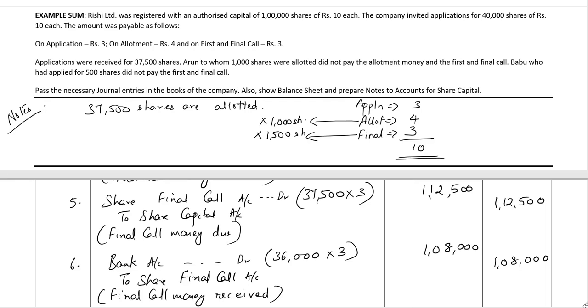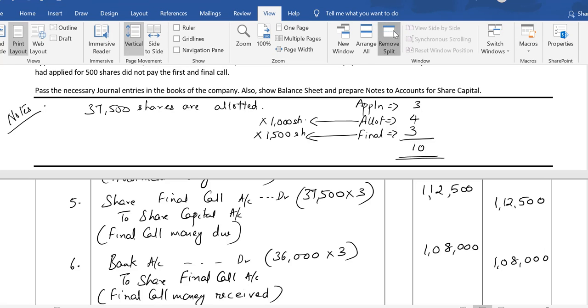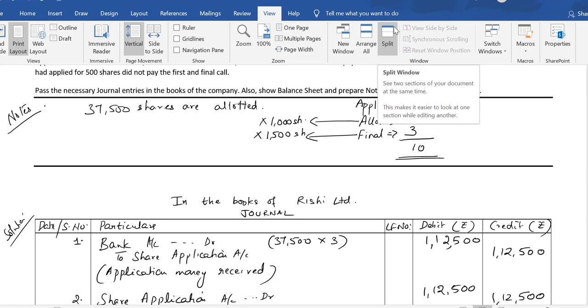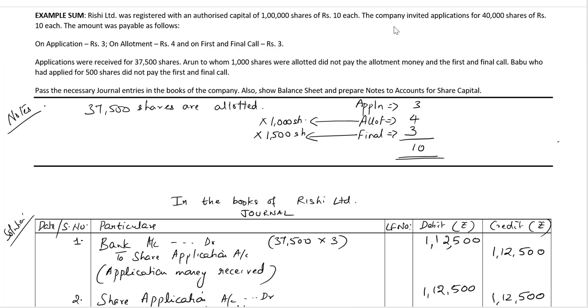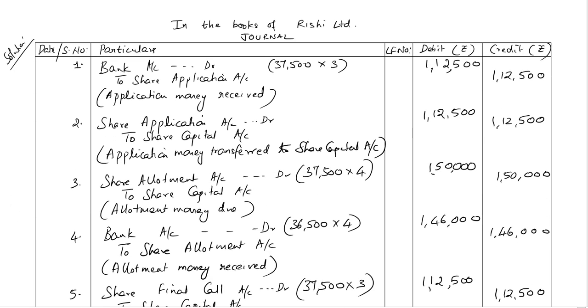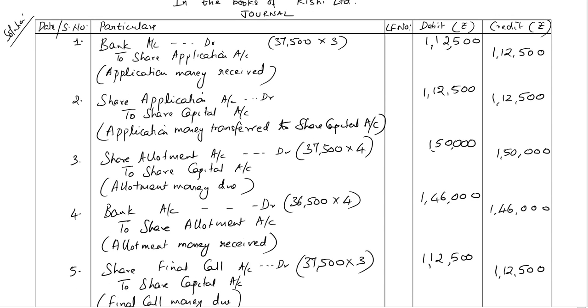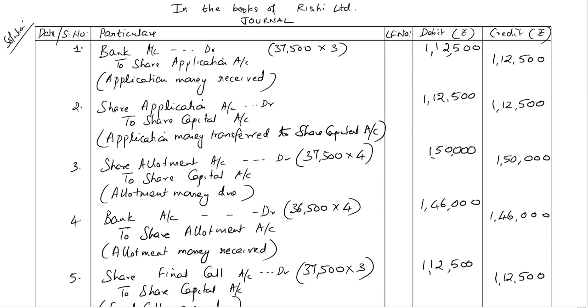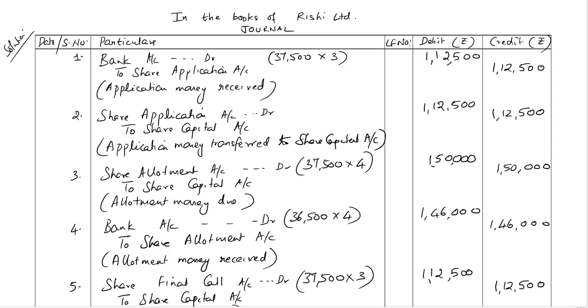We've completed the journal entries. Before we go on to the balance sheet and the notes to accounts, we'll have a view of all the journal entries. So that's the sum on the top, the notes that we prepared. First part of the journal entries.